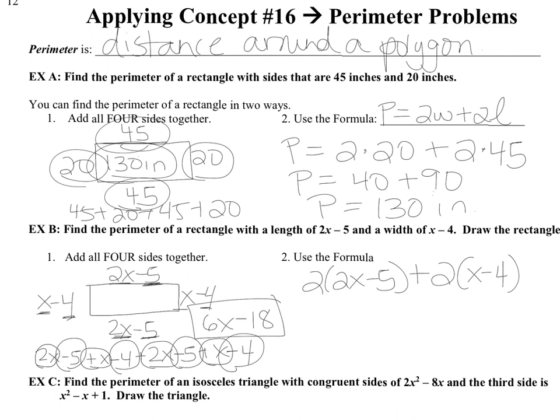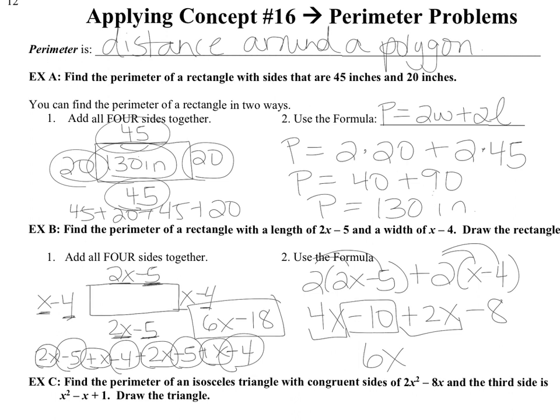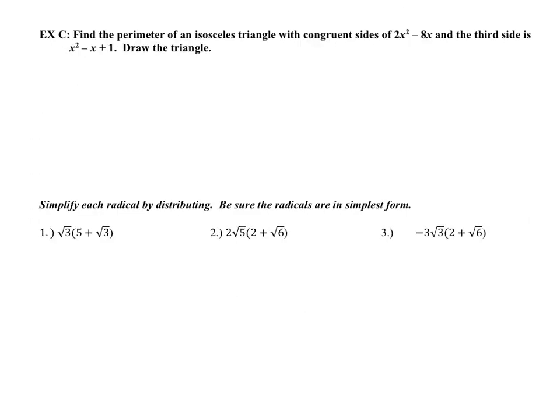And you could write an expression. So now you're going to distribute and combine like terms to get the same answer, right? You could do 2 times 2x is 4x, then 2 times -5 is -10, and then 2 times x over here times the -4 is going to give me plus 2x minus 8. Combine my like terms, 4x plus 2x is 6x, and then -10 and -8 is -18. So 2 different ways to get the same exact answer.